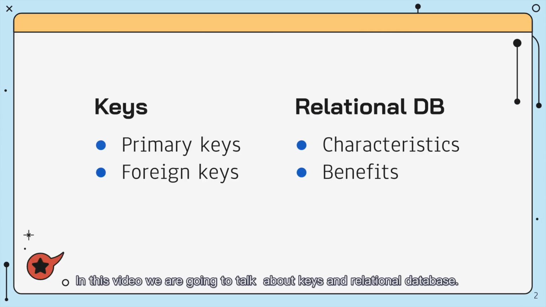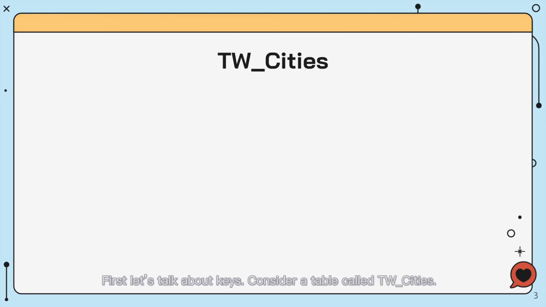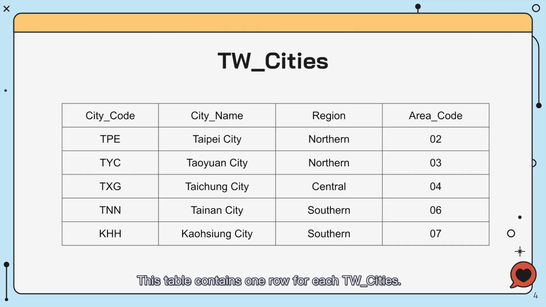In this video, we are going to talk about keys and relational database. First, let's talk about keys. Consider a table called Taiwan cities. This table contains one row for each Taiwan city. Here are some sample rows.